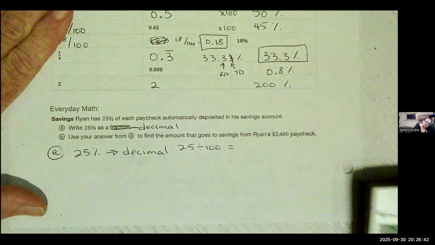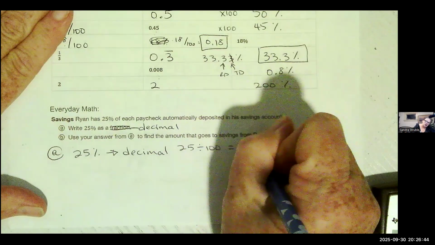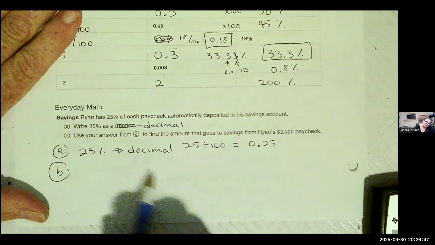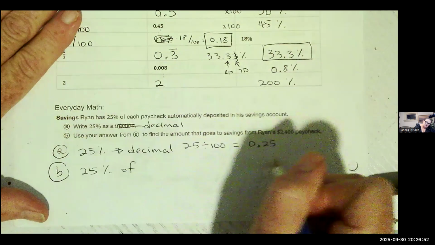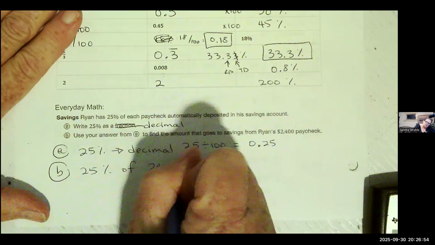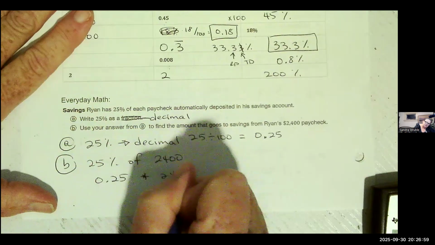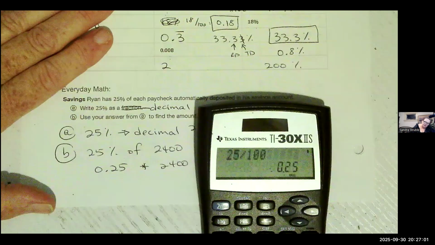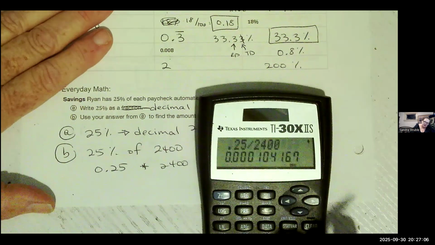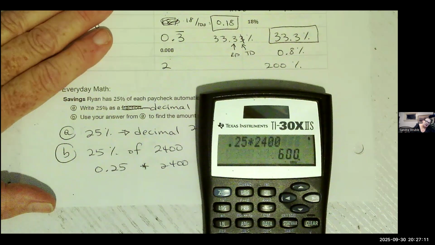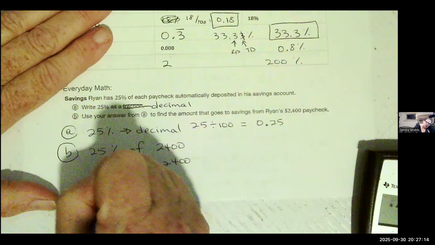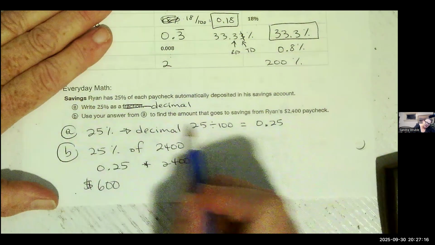And I got 0.25. Notice that the percent is gone. For B, 25% of his paycheck is 25% of 2,400. Well, that's going to have to be 0.25 times 2,400. It's a fourth of it. 0.25 times 2,400. We'll get this right. $600. So $600, don't forget the symbol, goes to savings.